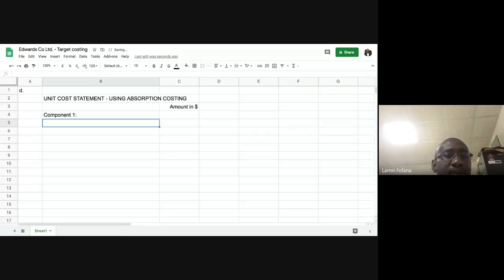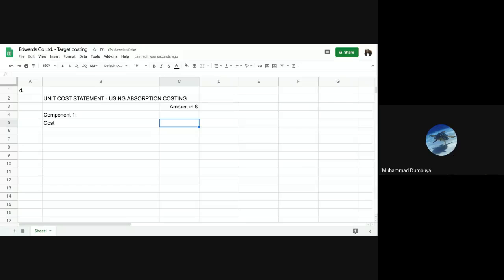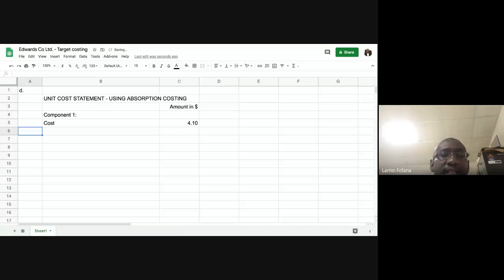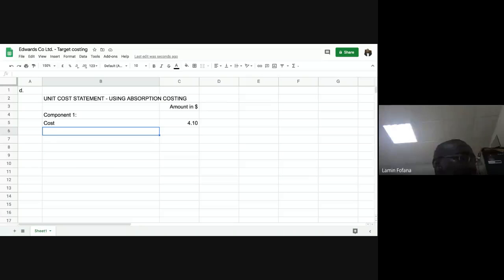So we say component 1, then we have the cost. The cost is directly on the plate, and it's 4.1. Okay, but is that the total cost of component 1? No. What else?